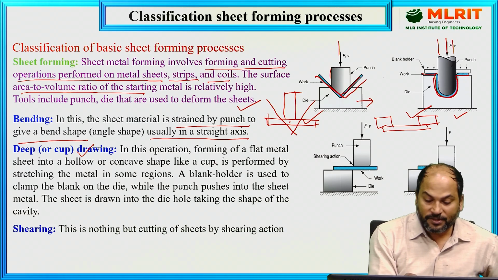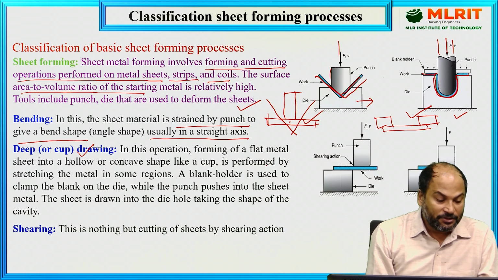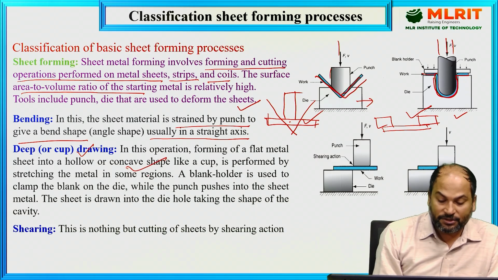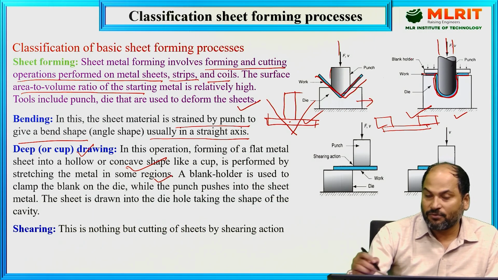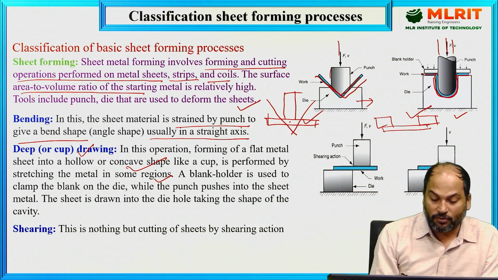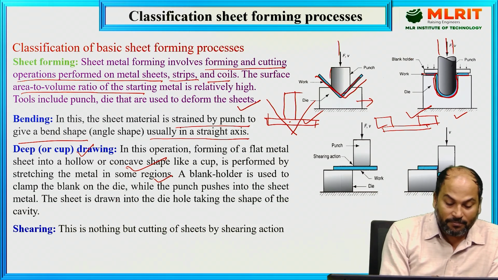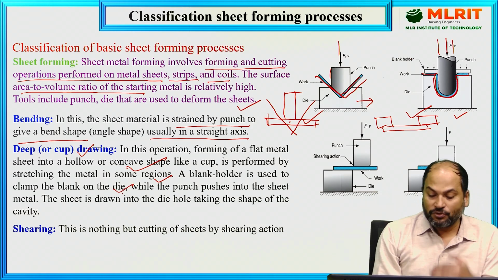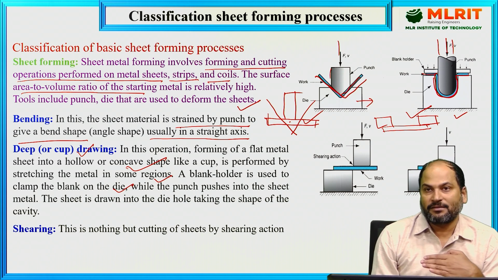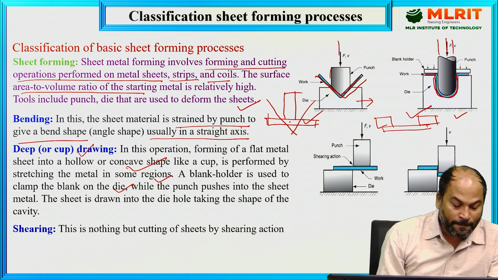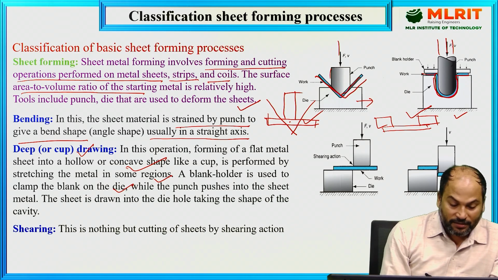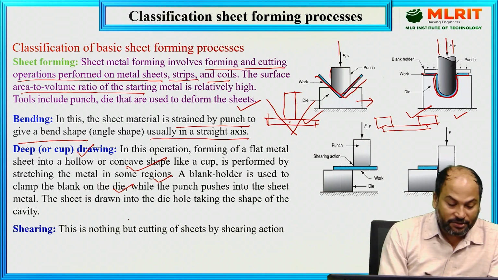So in this operation, forming of a flat metal sheet into a hollow or concave shape like a cup is performed by stretching the metal in some regions. A blank holder, which is simply to hold the sample over there, is used to clamp the blank on the die while the punch pushes the sheet inside. Through the punch we'll apply the force and it pushes the metal to go inside the die. The sheet is drawn into the hole, taking the shape of the cavity.